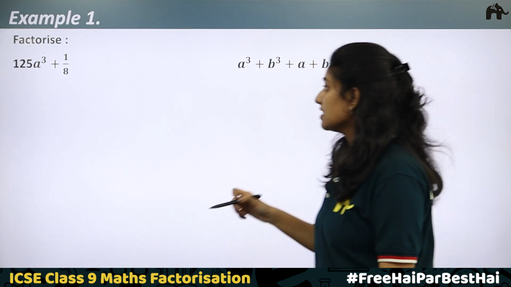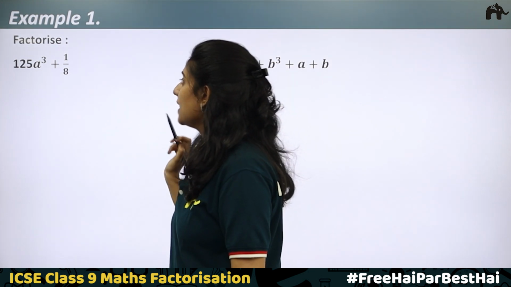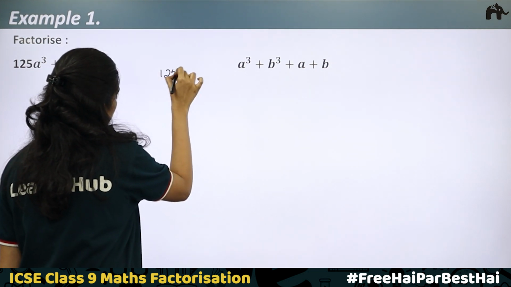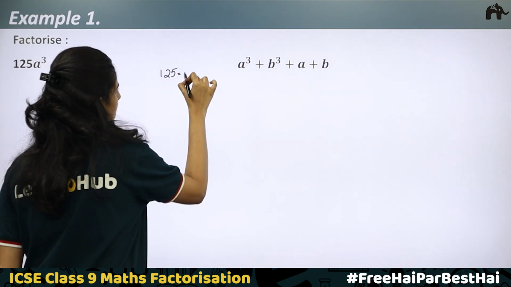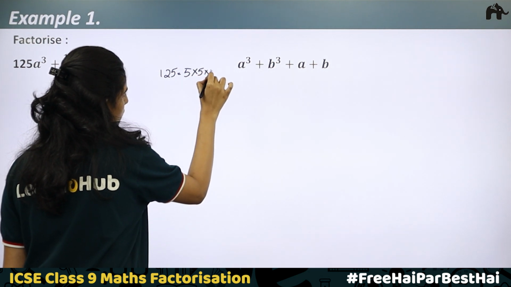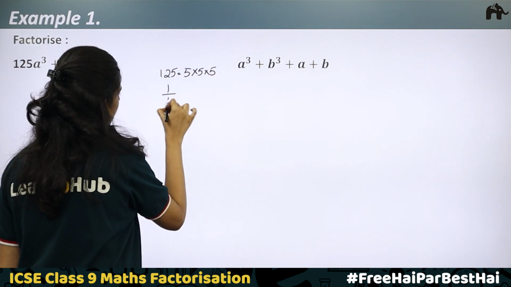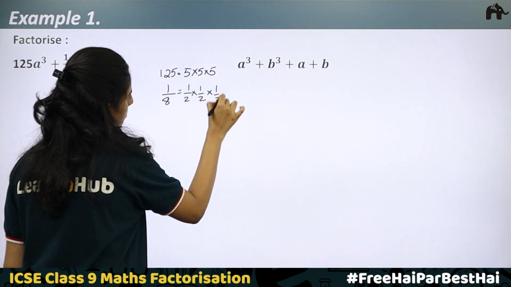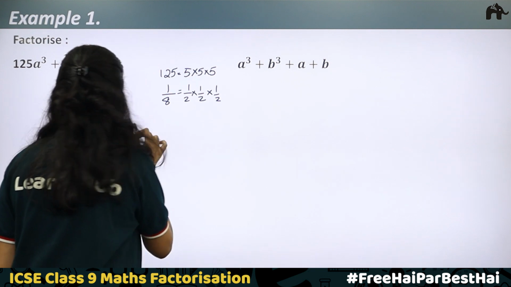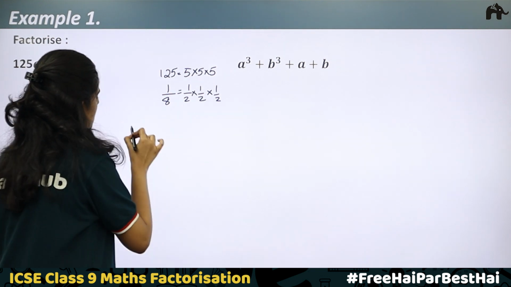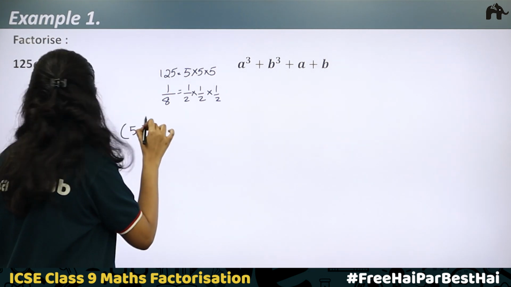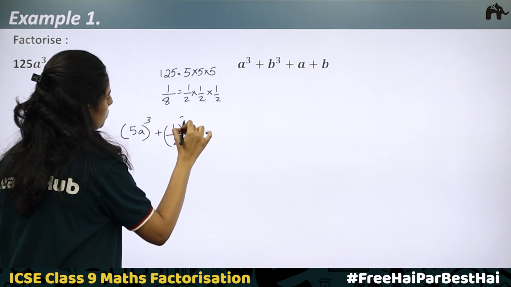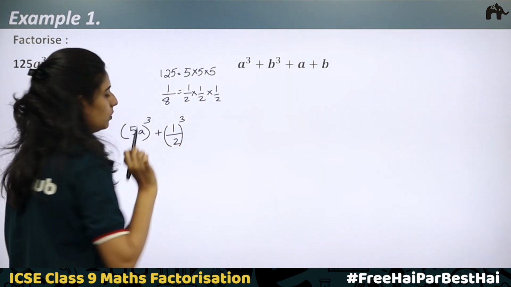Clear? Next, factorize 125a cube plus 1 by 8. What is 125? When you take the prime factorization, 5 into 5 into 5. What about 1 by 8? 1 by 8 is 1 by 2 into 1 by 2 into 1 by 2. Now this can be written as 125a cube is 5a whole cube plus 1 by 2 cube. 1 by 8 is 1 by 2 cube.